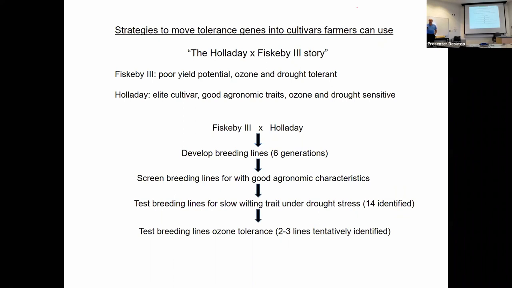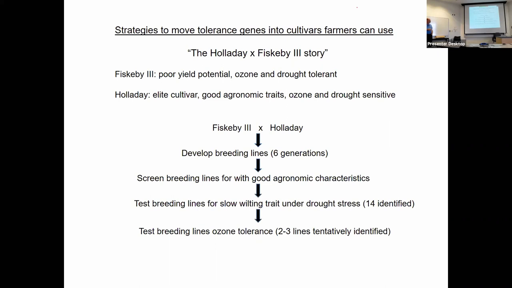And what we're doing right now, we just did our first experiments this summer, so we don't really have the data ready to go. But from using the greenhouse trials, we think out of these 14, we've identified two or three lines that tentatively have the ozone tolerance trait. And so we're going to be following up on those.